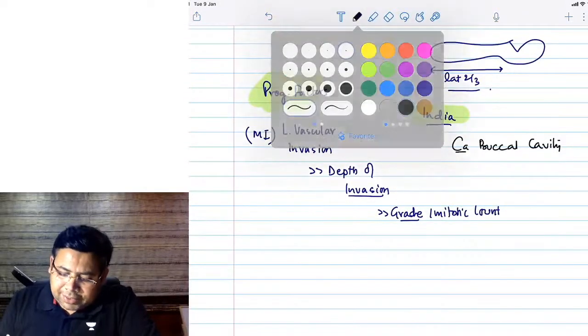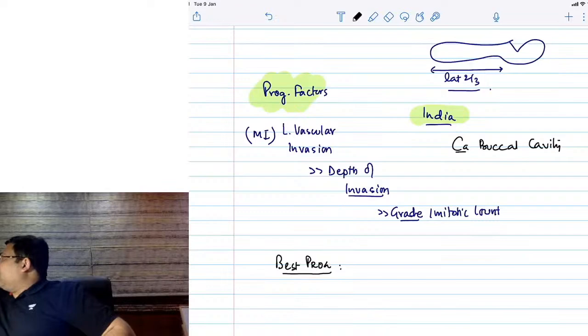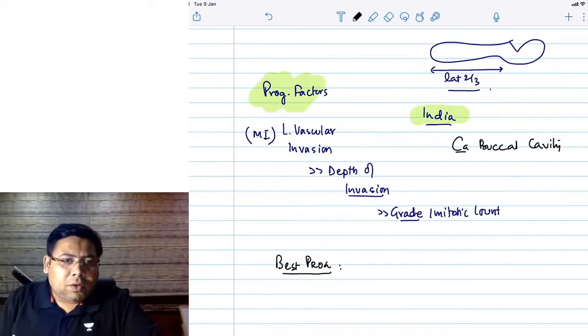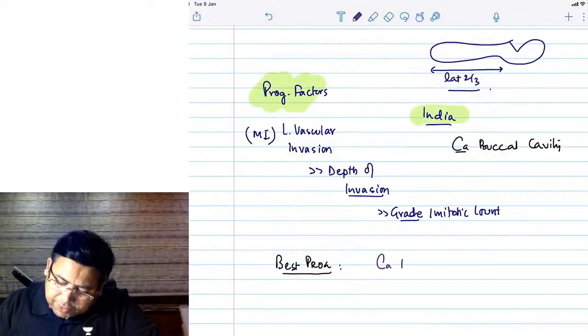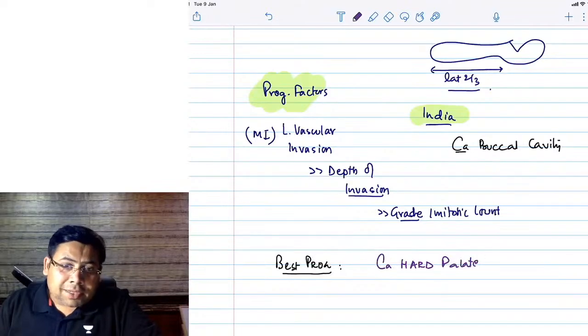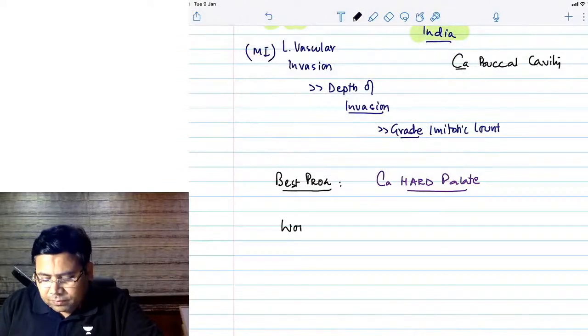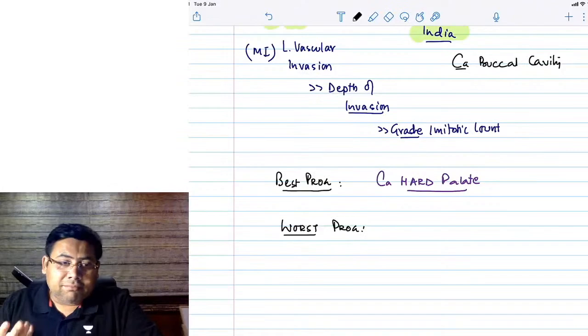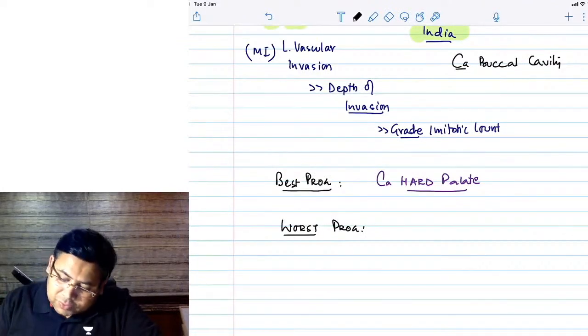Next is the cancer with best prognosis. Can anyone tell me the oral cancer with best prognosis? Answer is CA hard palate. The cancer with worst prognosis. Can anyone tell? In India, they say Juba Kesari. What is that? Buccal. So CA buccal cavity.